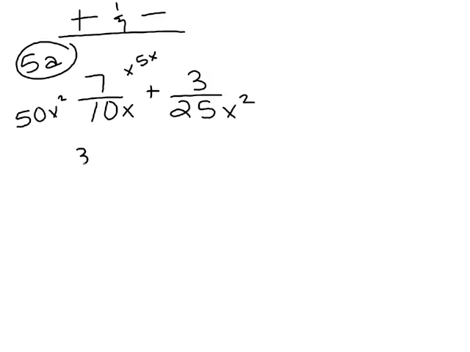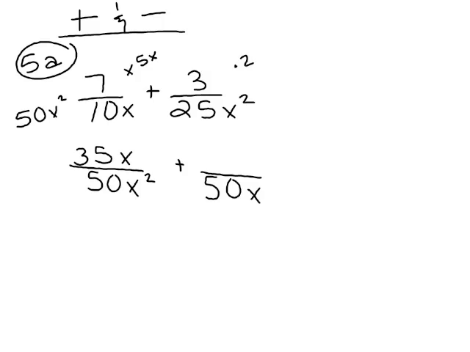7 times 5x, 35x. And then 10x times 5x, 50x squared. All right, I need to turn a 25x squared into a 50x squared. By 2? Okay, so we'll multiply over here by 2. So 25x squared turns into a 50x squared, and then on top, multiply by 2, 6. Now I have a common denominator.